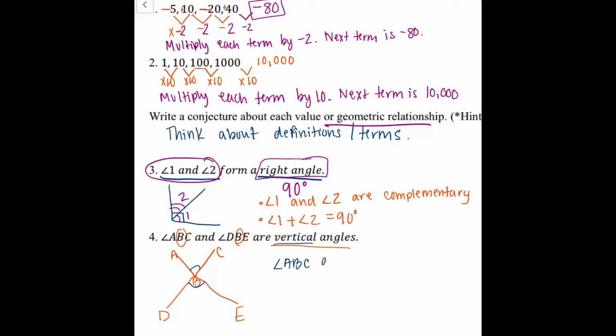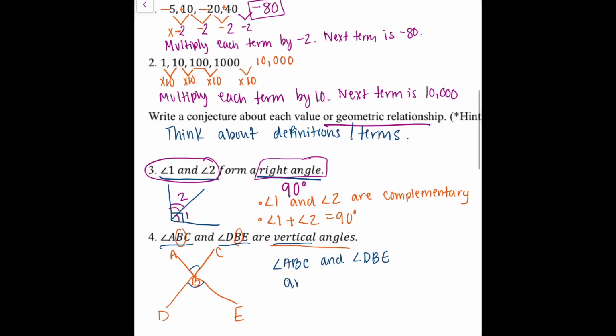So my conjecture here is that these two angles that I was given, ABC and DBE, are going to be congruent angles. And again, the word congruent means that they're going to have the same measure. So if this is 70 degrees, then this is going to be 70 degrees. That you know for sure about vertical angles every single time.